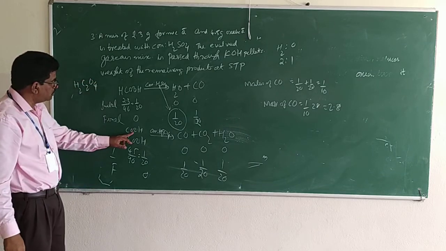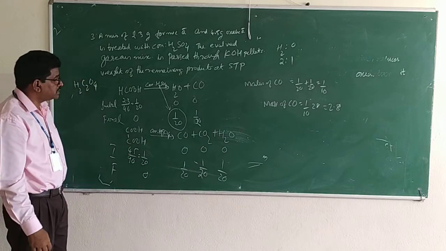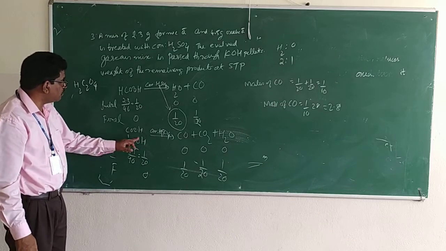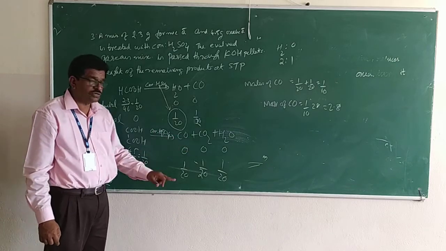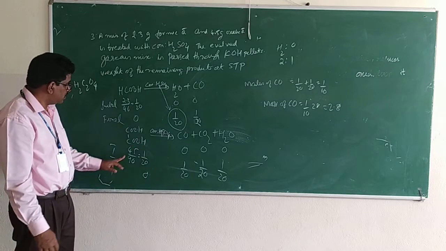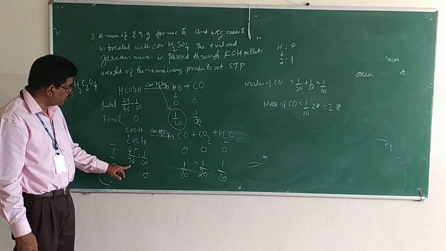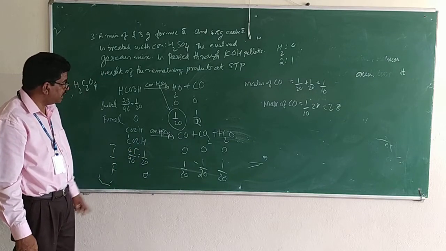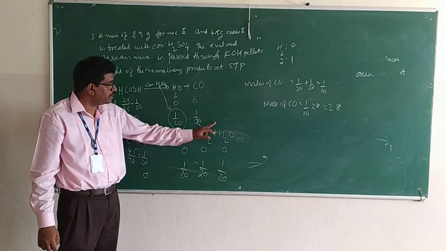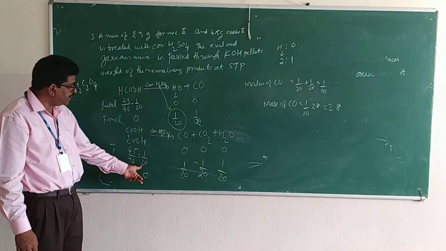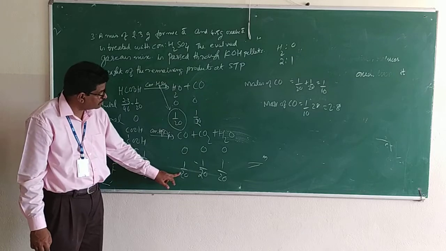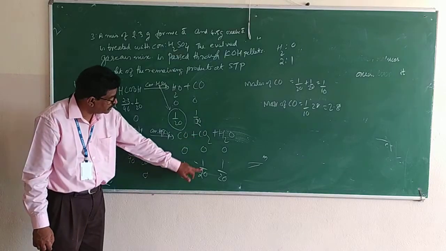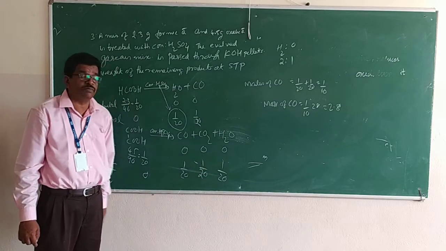H2C2O4, oxalic acid, is COOH-COOH. From this, we can remove 1 molecule of water, 1 molecule of carbon dioxide and 1 molecule of CO. So here also, number of moles is mass by molecular mass, 1 by 20. Initially there is no carbon monoxide, carbon dioxide or water. Finally, from 1 by 20 moles, 1 by 20 moles of carbon monoxide, 1 by 20 moles of carbon dioxide and 1 by 20 moles of water will be formed.